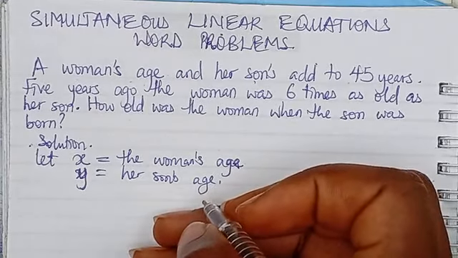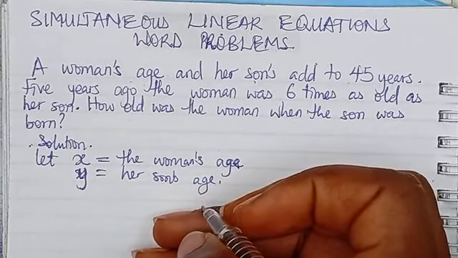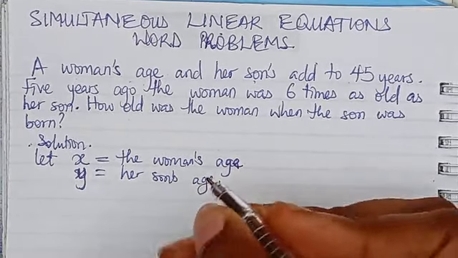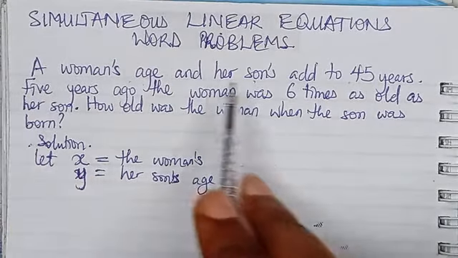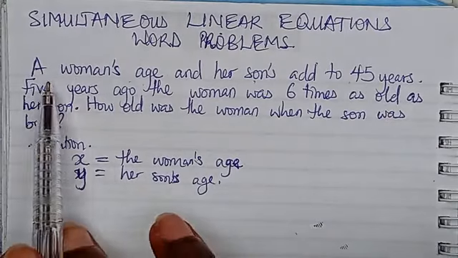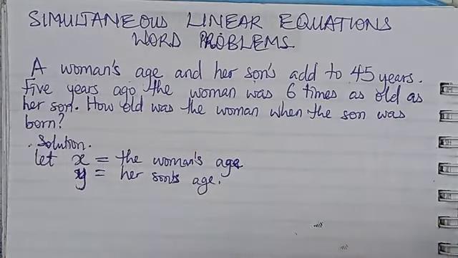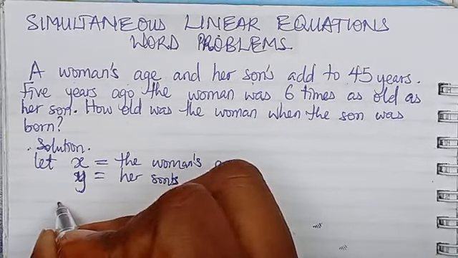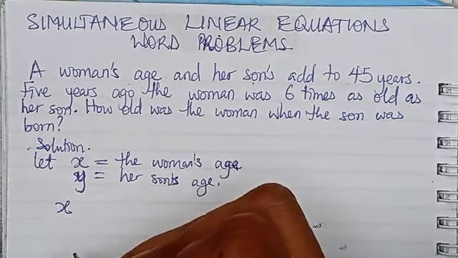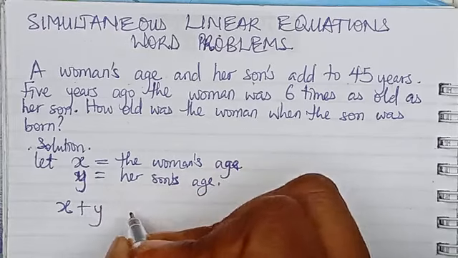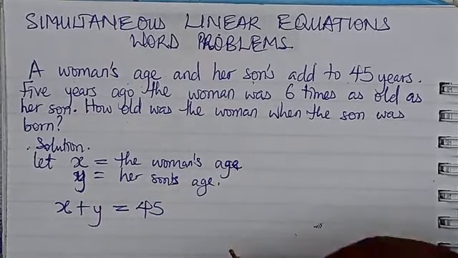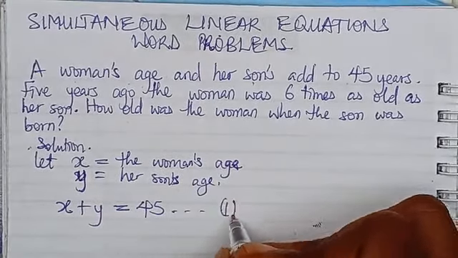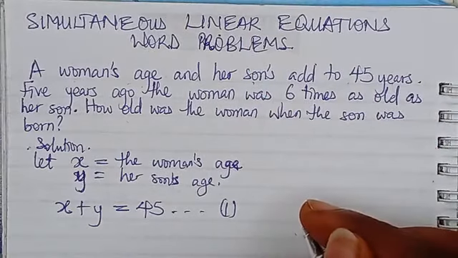Now, wherever we see X, we know it's the woman's age. Whenever we see Y, we know it's her son's age. Okay, so let's take the first part of this problem. A woman's age and her son's age add to 45 years, meaning that X being the woman's age plus Y being the son's age add up to 45 years. So this is our equation 1 we've gotten from the word problem.